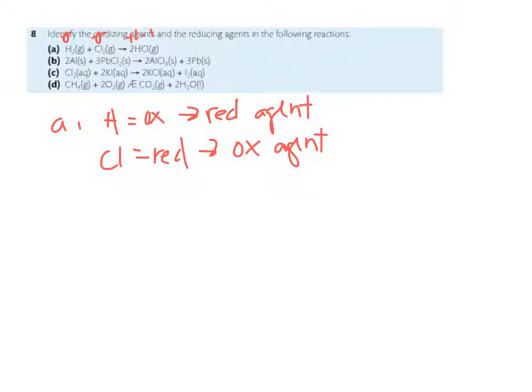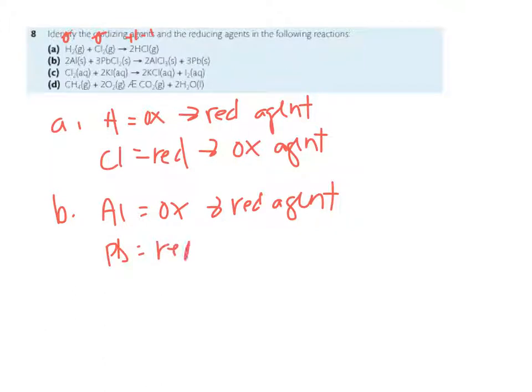In part B, aluminum starts with no charge because it's in its elemental state, and then it picks up a positive charge as it becomes an ion. So aluminum is being oxidized and is the reducing agent. And then Pb starts out as a positive ion and becomes a metal with zero charge. So Pb is being reduced and is considered the oxidizing agent.